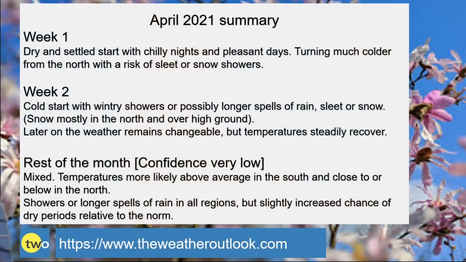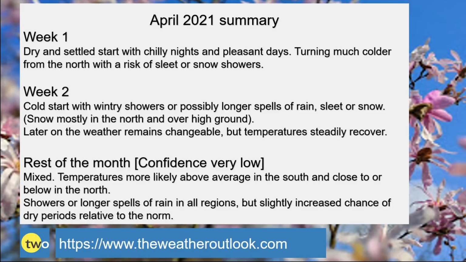So to summarise April, it's a dry and settled start with chilly nights and pleasant days. As we head through the Easter period, it turns much colder from the north, and by Bank Holiday Monday, there's a risk of sleet or snow showers in all parts of the country. Week 2 begins cold with wintry showers, and there is a possibility of a longer period of rain, sleet or snow moving down across the country. Snow's most likely over high ground in the north.